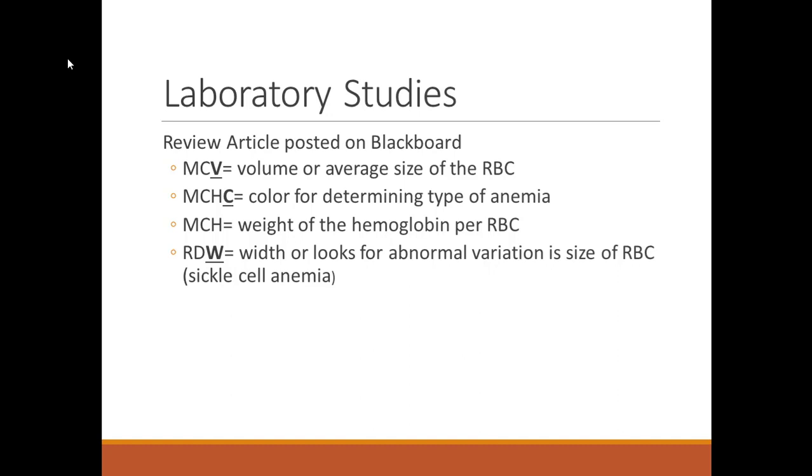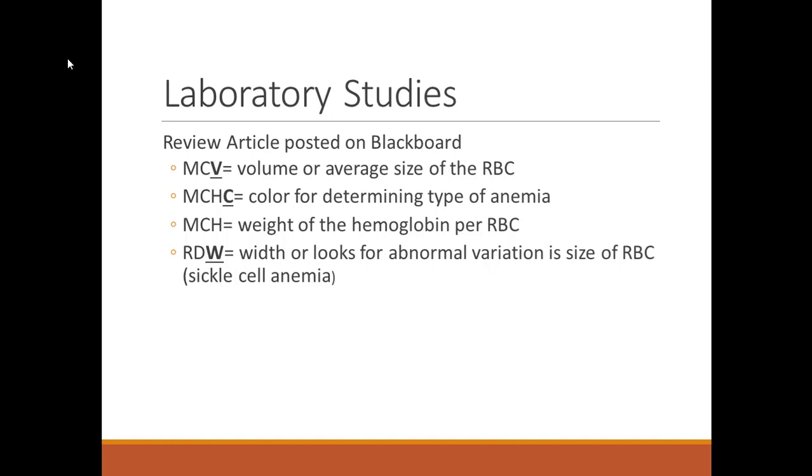The MCHC tells us the color to help determine what type of anemia. Basically, it's the concentration of hemoglobin on that red blood cell. Could be normochromic, which is normal color, hypochromic, which is pale.